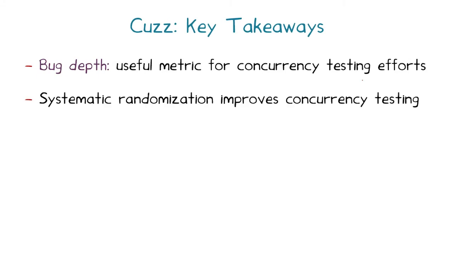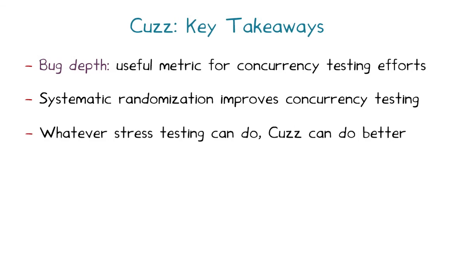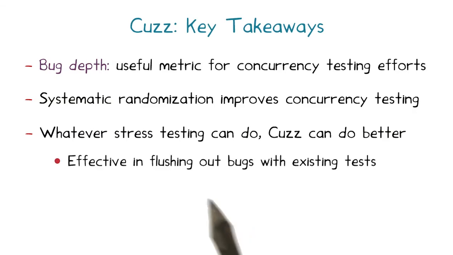Second, systematic randomization improves concurrency testing. Fuzzing thread schedules, as Cuzz does, gives us a guaranteed probability of finding a bug of a given depth, should one exist. Finally, whatever traditional stress testing can do, the Cuzz concurrency testing tool can do better. It is effective in flushing out concurrency bugs using existing tests.